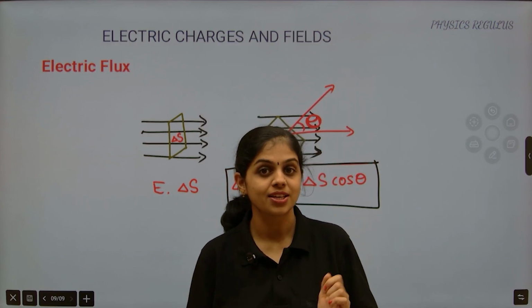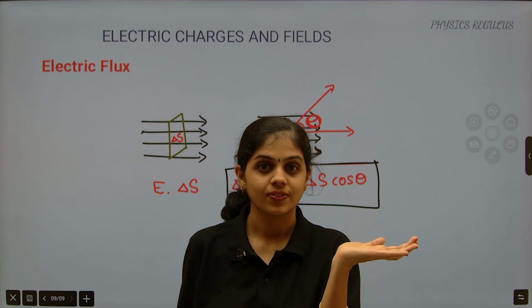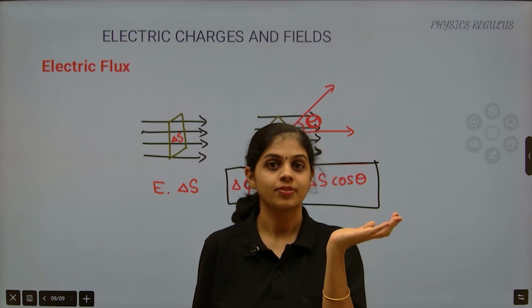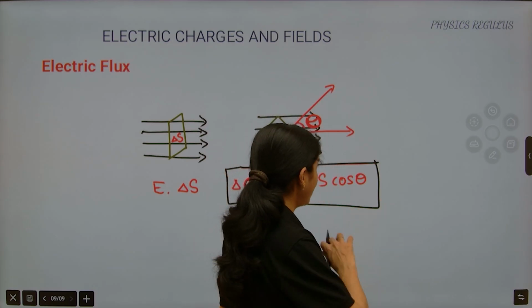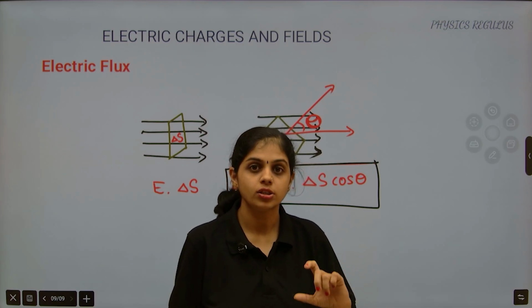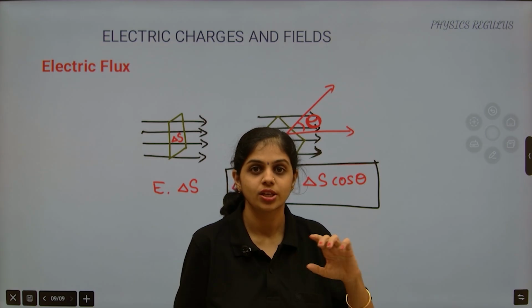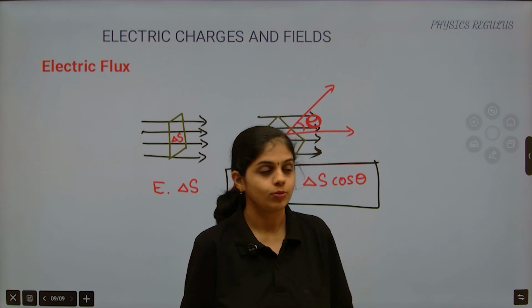What happens if the surface is parallel to the direction of electric field? Think about it. When the surface is parallel to the direction of electric field, theta becomes 90 degrees, cos 90 is 0. Hence, electric flux through the given surface will be 0.